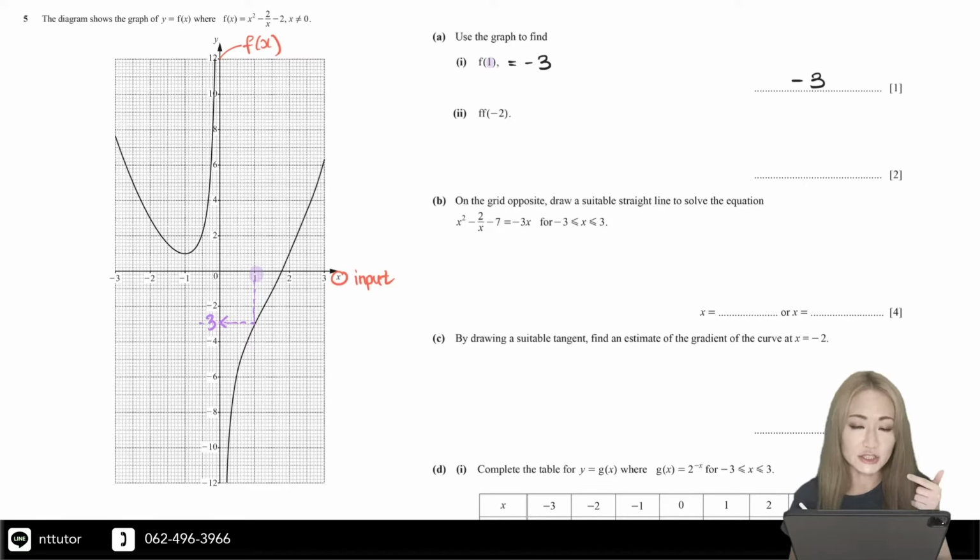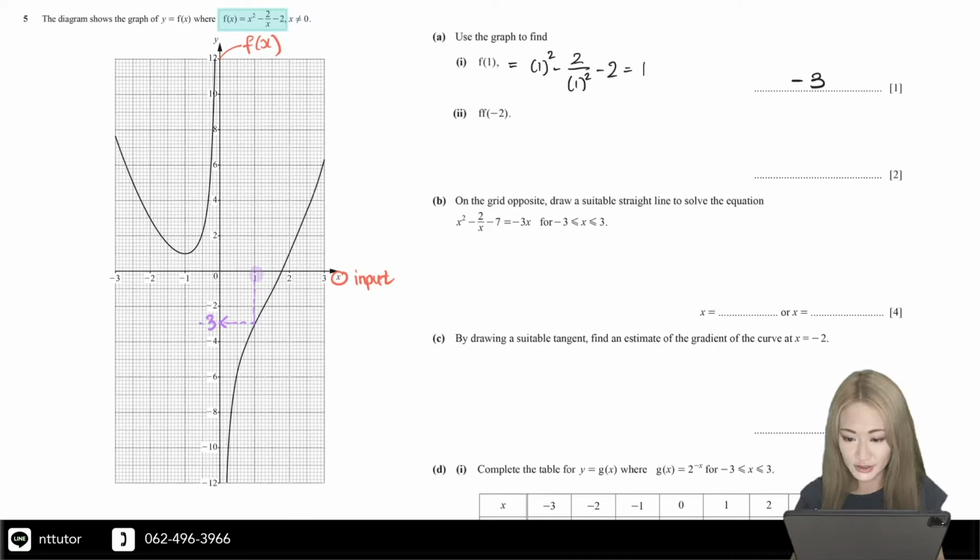And we can actually just calculate this from the function, so you can use this to check your answer. If you substitute 1 into the function, you should get minus 3. Indeed we do, so the answer is correct.